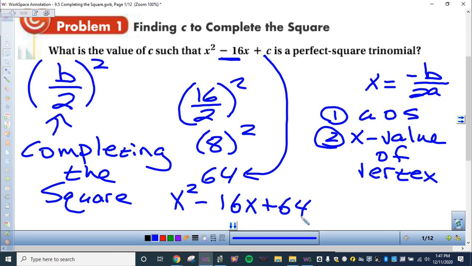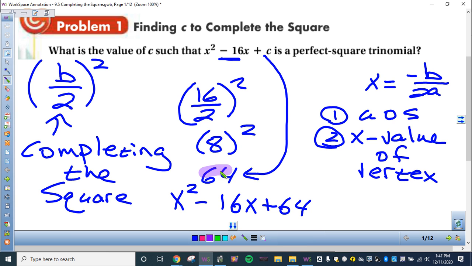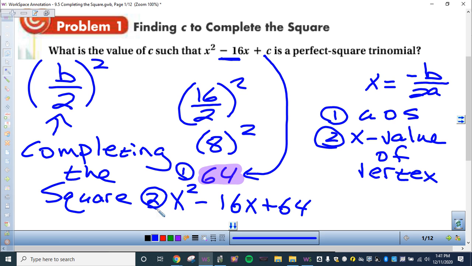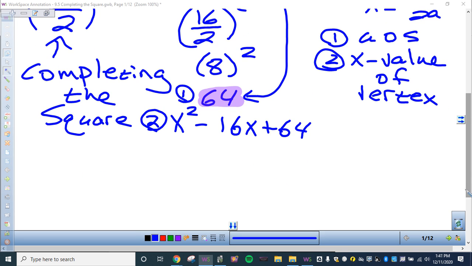So all the book wants you to do on these first problems is just get that 64. But I want you to do these next two steps. So step 1, getting the 64. Step 2, plugging in the 64. Then step 3, we're going to factor this quadratic above from step 2.